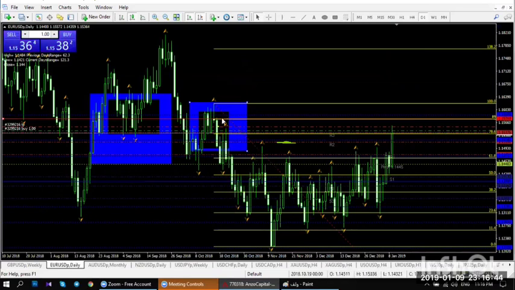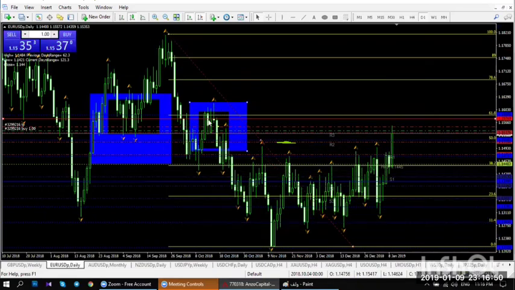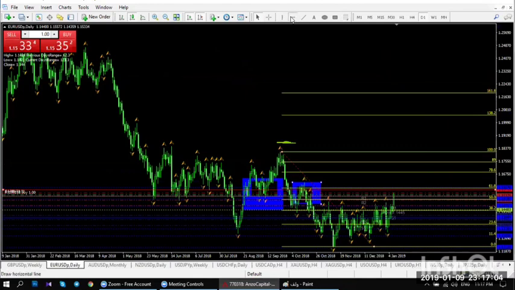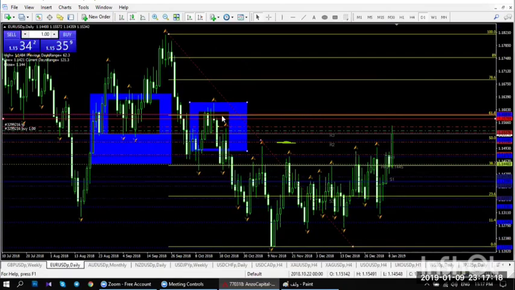This is in our midterm Fibonacci. So this is our long-term Fibonacci 61 level. So this is our 61 level, where we will most likely have pivots. Can you see the 61 level? This is our open, close candlestick.